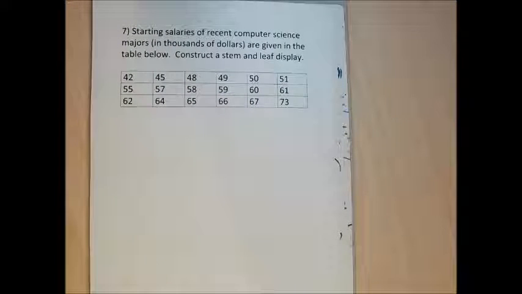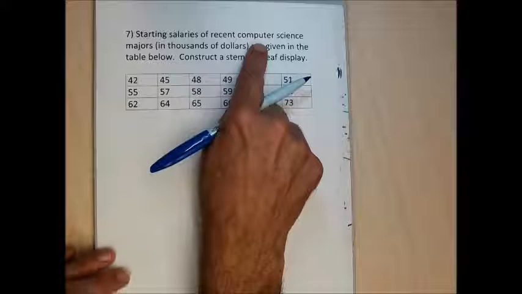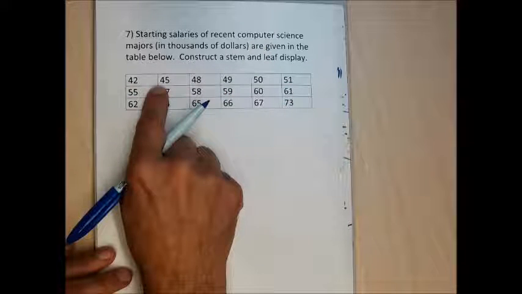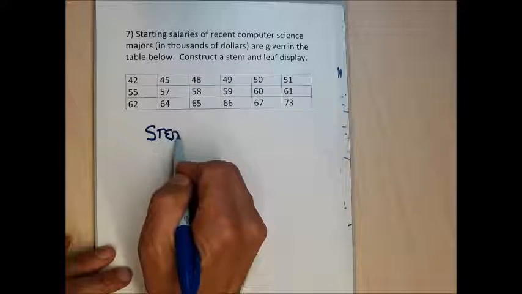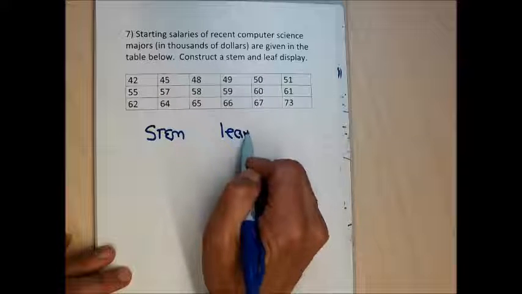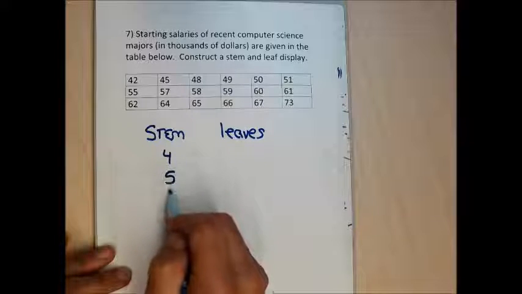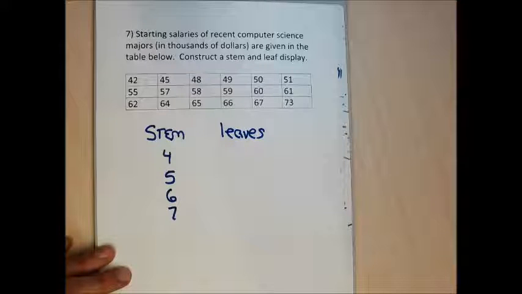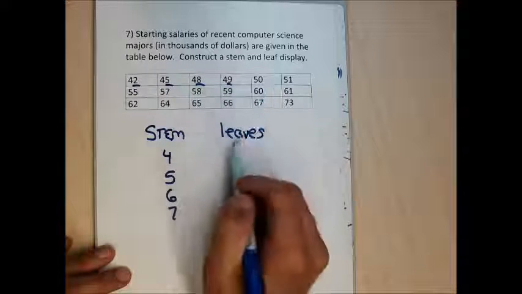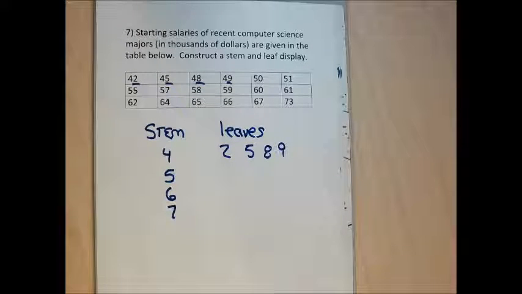I'll let you do problem 7, and I won't even do another example. I'll start it for you just in case. So these are the starting salaries in thousands of dollars of recent computer science majors. So $42,000, $45,000, up to $73,000. Construct a stem and leaf display. I'm going to make my stem, my leaves. Since these are 2-digit numbers, I need to separate each of the 2 digits. One has a stem, one has a leaf. My stems are going to be 4, 5, 6, and 7, and then 2, 5, 8, and 9 might be the first leaf that I'm going to do. And I'll let you finish that up. That can't take but 2 minutes to do.